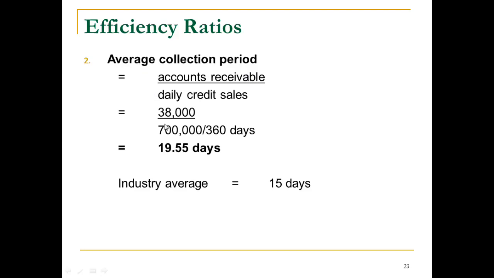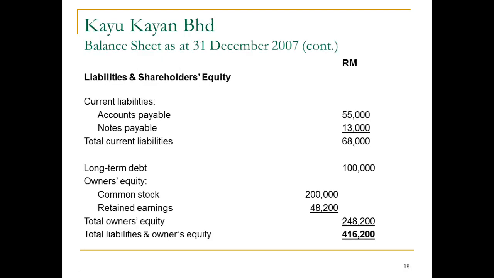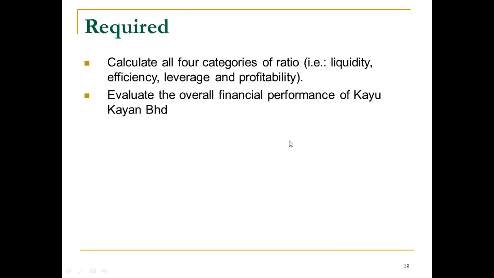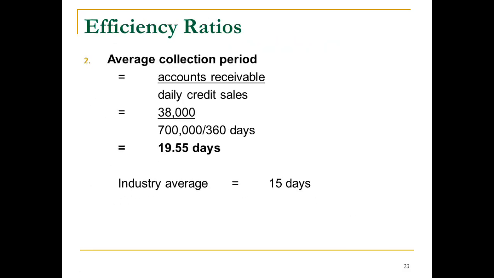The next one is the average collection period. So how many days do you need to collect your account receivable in a year. So basically, the formula is account receivable divided by the daily credit sales. So for example, here the account receivable is 38,000. Then you divide by the credit sales. So in this particular example, we take the credit sales from the net sales. So probably all of these are credit sales. So here, the credit sale is 700,000.